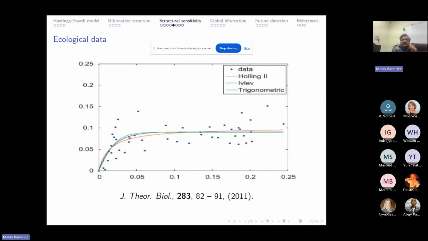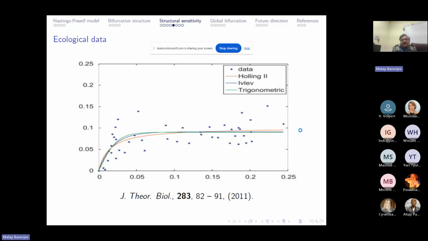But this actually ensures that there is a provision. Once we have one parameterization like Holling type 2, just to check the structural sensitivity of the model, we can consider some other parameterization also, and they fit well with the rate of predation data for ecological species.